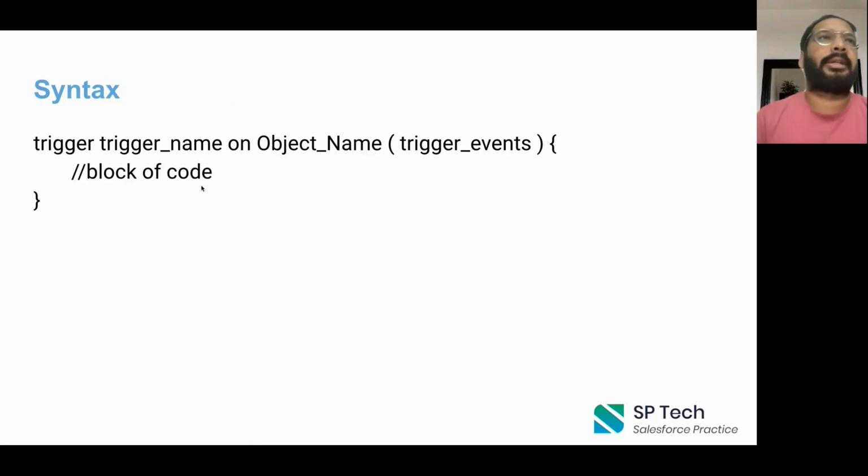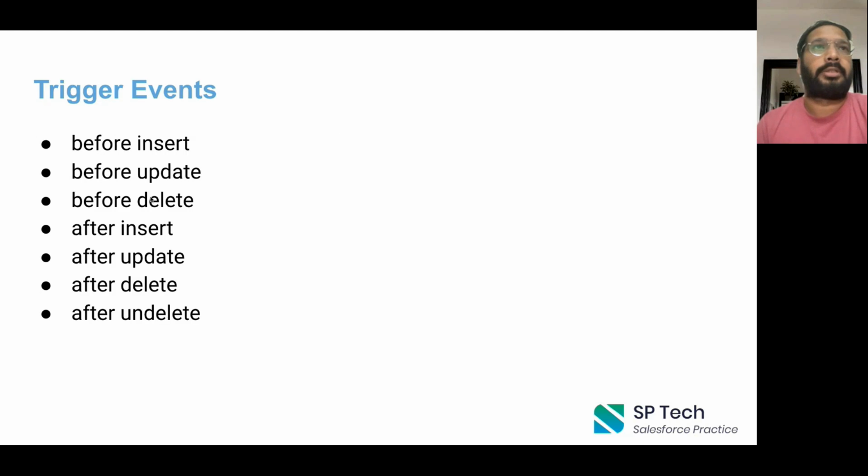So this is the basic syntax, like how we write the trigger. Trigger is a keyword, then you need to write the trigger name, then on which object you are creating the trigger. Then inside parentheses, we write the events and the code. So we need to understand what all events we have. These are the events which we can use in the trigger.